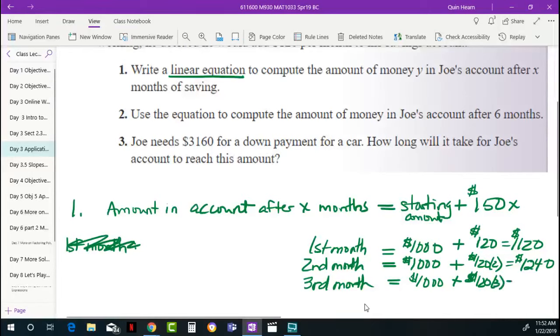120 times 3 would be 360. So at the end of the third month, he has $1,360. You follow me? All right.